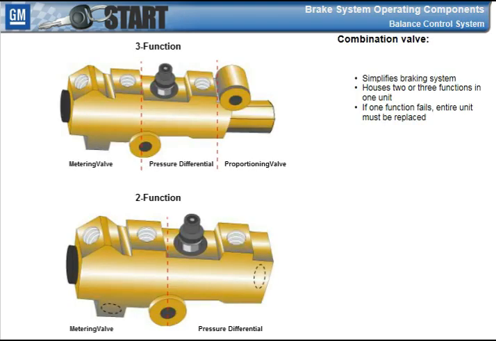The combination valve was developed to simplify the brake system and to save money by building 2 or 3 valve functions in one valve housing. Each valve section functions as it would if it were housed separately. There's a slight disadvantage to the combination valve. If one function fails, the entire unit must be replaced.